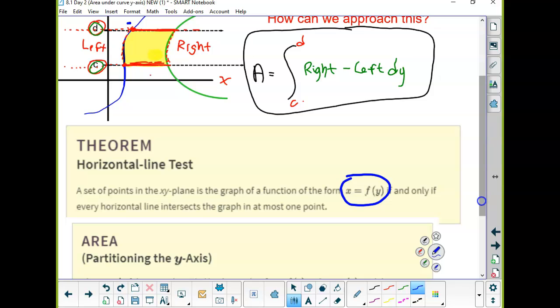So do you see how this horizontal line B hits the blue graph only at one point? And same thing with the green. It hits only at one point. And then the horizontal line C also has that same condition. Kind of like the vertical line test when we talk about functions normally.